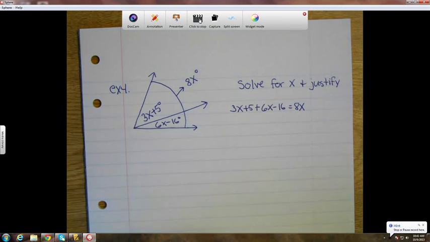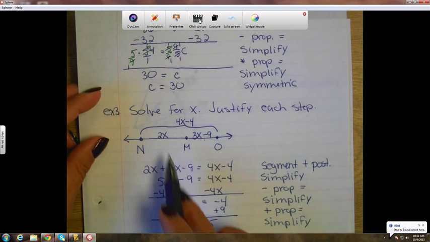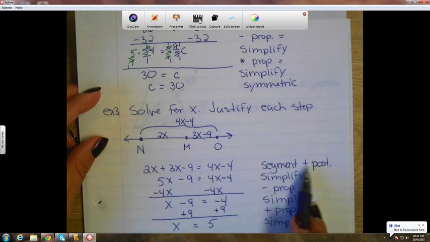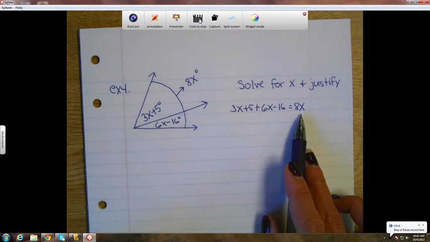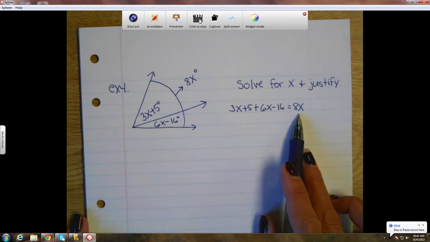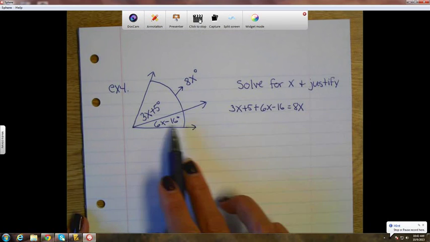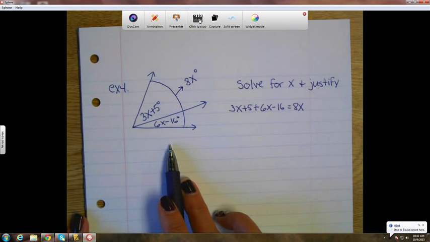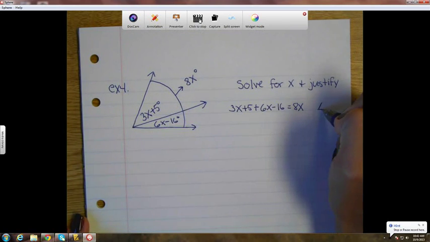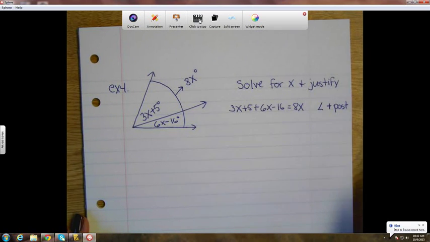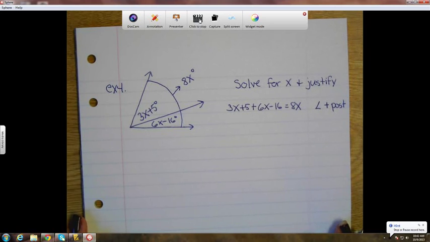Okay, on that last example, when we added the segments together, that was segment addition postulate. What do you think is the postulate you used from chapter 1 that you forgot about? What did you just add together? Angle addition postulate. So when you add two smaller angles together to create that bigger angle, it's the angle addition postulate. All right, that's the tough part. Now it's just simple algebra. What's coming next?